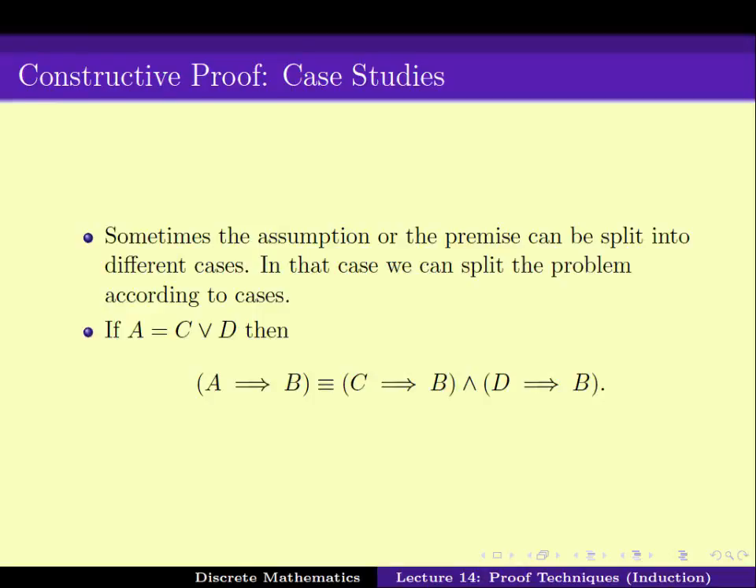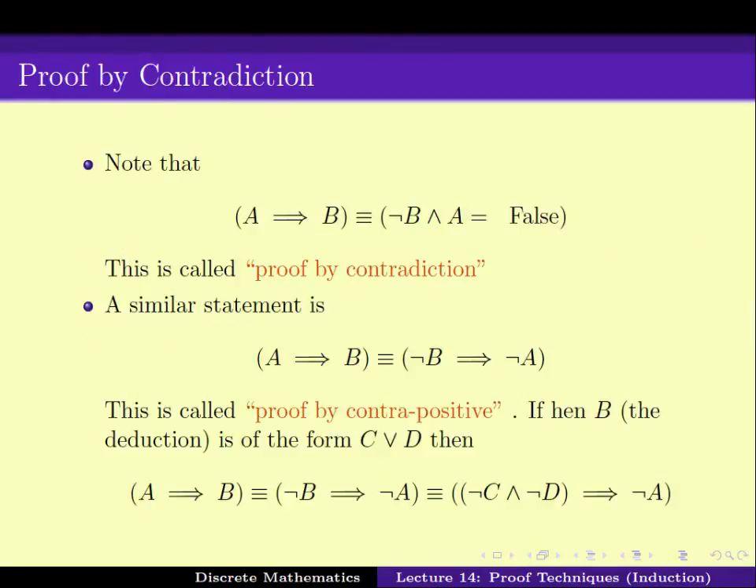The third technique that we have seen is what we call proof by contradiction. The main idea is that to prove A implies B, one can also prove not B and A is false. A very similar statement is also not B implies not A. So this is called proof by contrapositiveness.